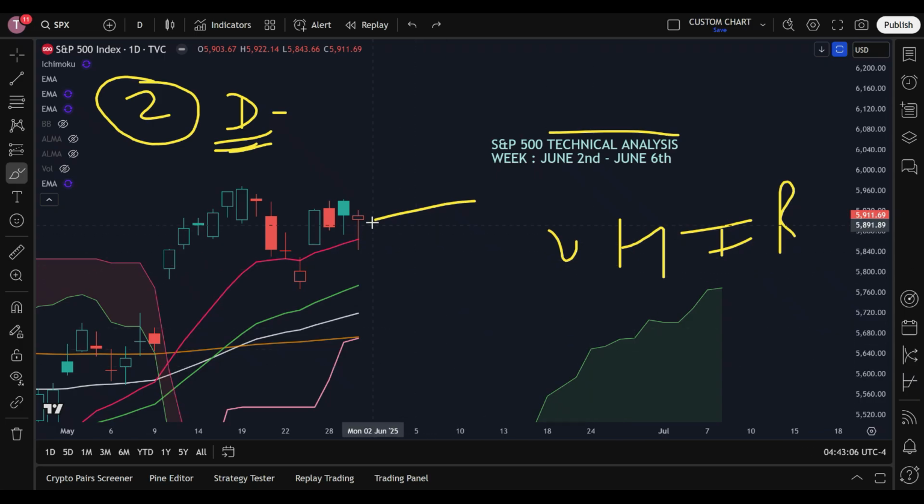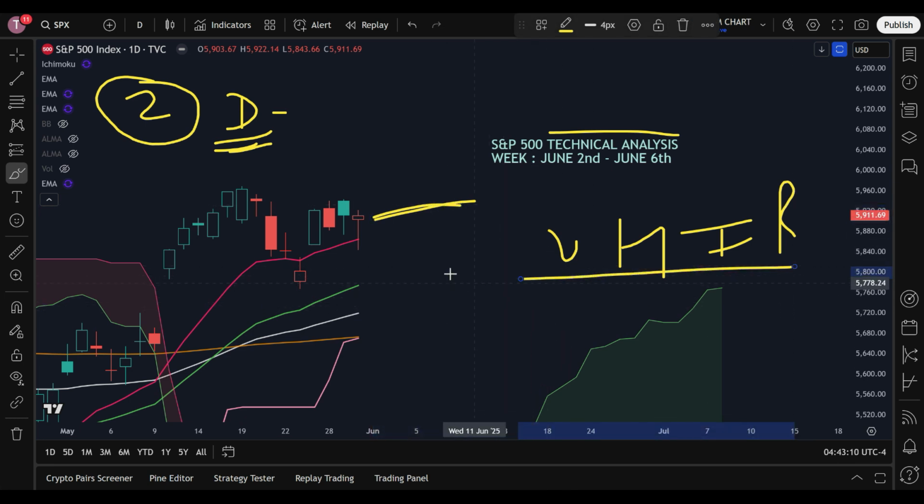Now this candle, because of this very heavy intraday reversal, is indicating that on Monday, irrespective of any open, there will be an initial or intraday bullish movement, but a gap up open is not confirmed.